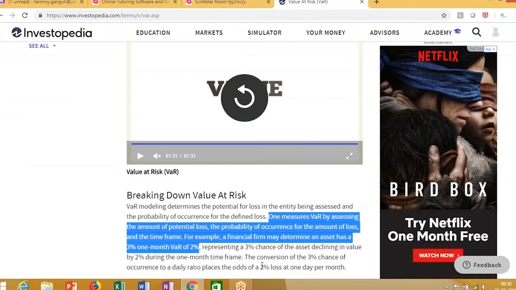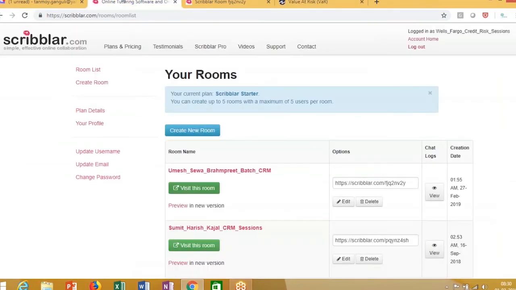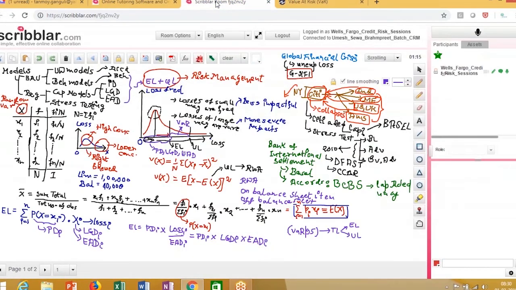So it gives you an idea about the overall loss that can be incurred. I'm not getting into the quant side of it right now, but this is what it does. Now, if I have that VAR, from there I subtract my EL, and what I get is my UL. Clear?